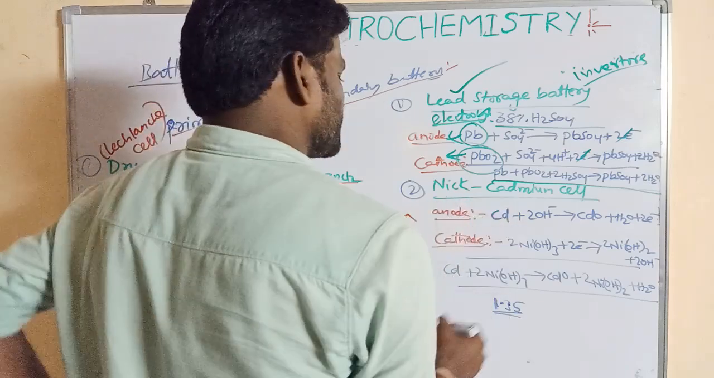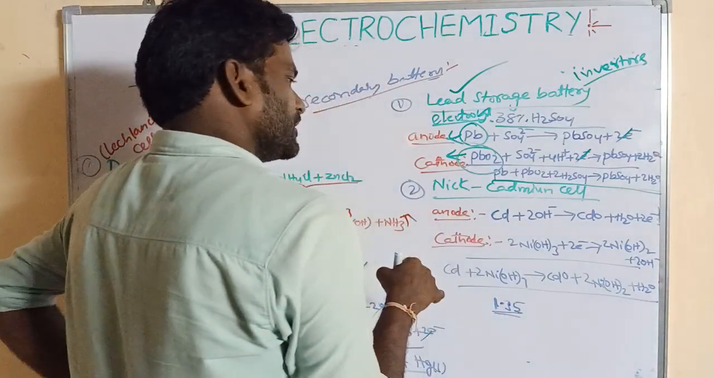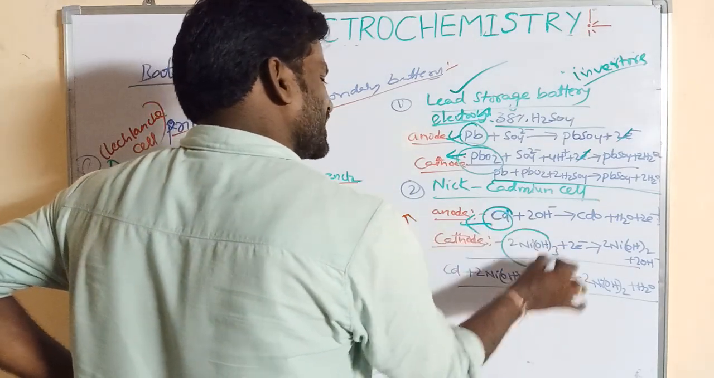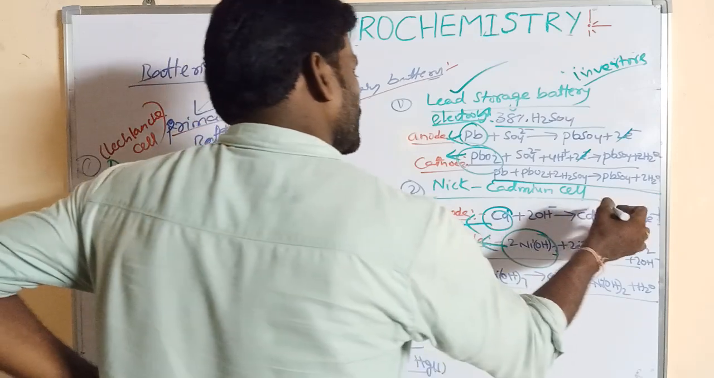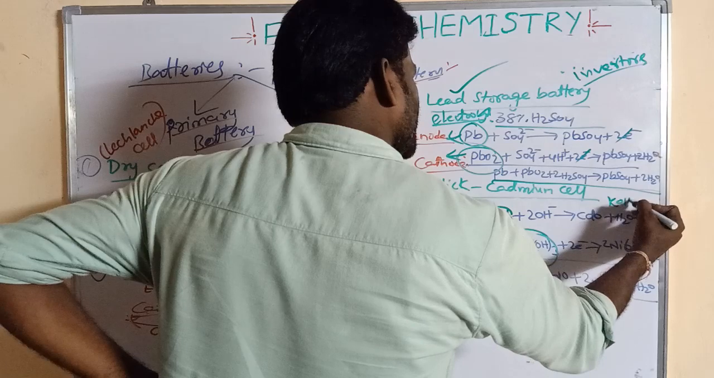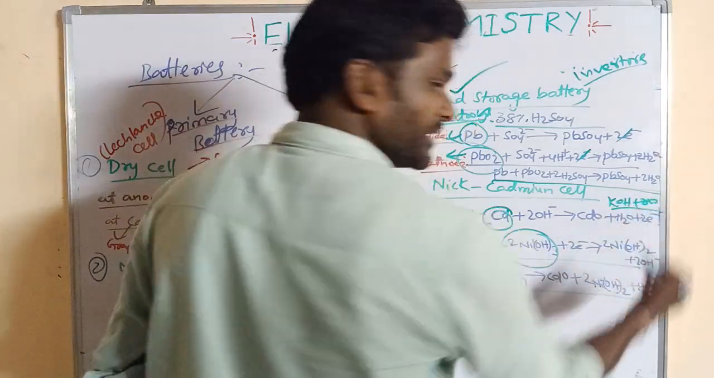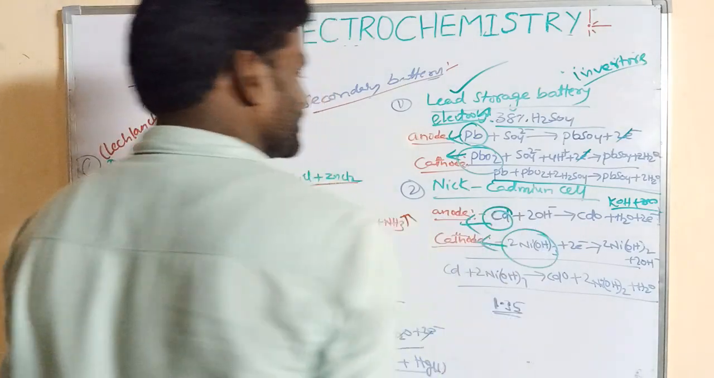Now, in the nickel cadmium cell, what is the anode? Cadmium is the anode. What is the cathode? Nickel trihydroxide, NiOH3, is used as cathode. Here the electrolyte is KOH and ZnO. A mixture of KOH and ZnO is the electrolyte in the nickel cadmium cell.